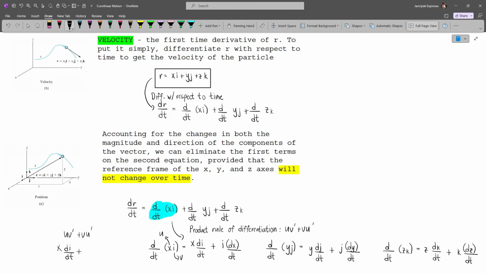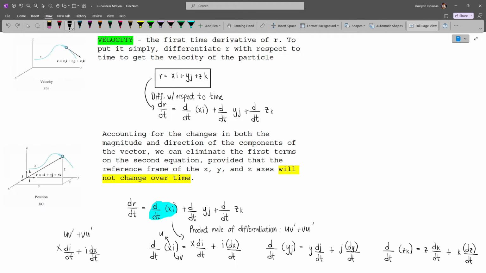And then for the second term, we have vu prime. Our v is i, so we have i, and u prime will be the derivative of x with respect to time, so that will be dx over dt. So that's where this comes from. And then doing that to the rest of these terms, we can get the following.